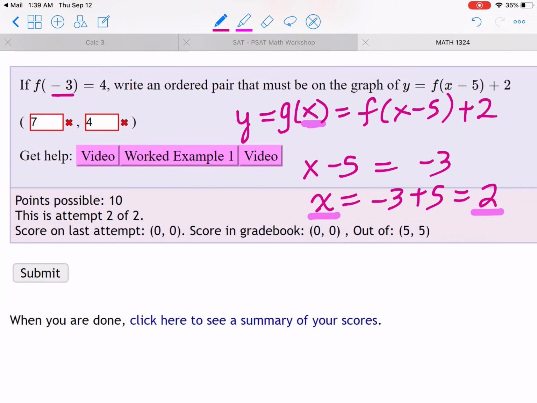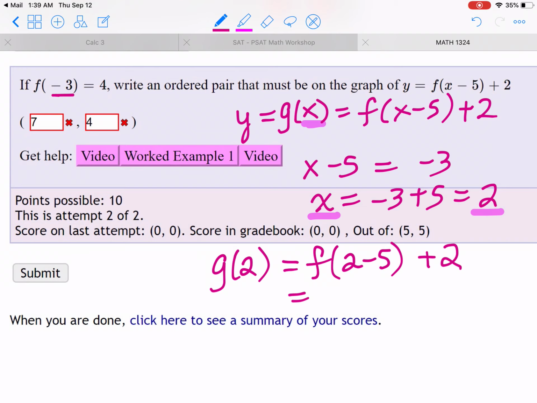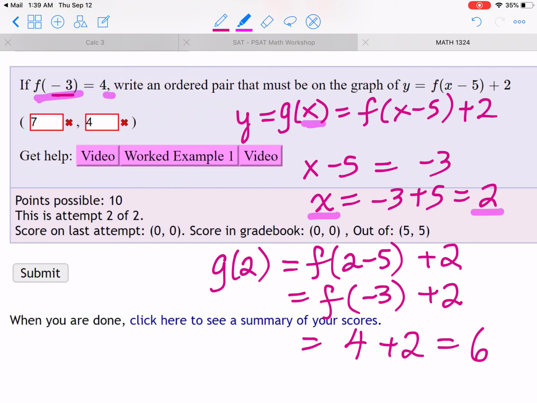And so we're going to have g of 2 is going to be f of 2 minus 5, and then plus 2. And f of 2 minus 5 is f of -3 plus 2. And we know what f of -3 is. It's 4. So that's 4 plus 2, which gets you 6. So g of 2 is 6. And so the point that has to be on this graph is 2, 6.